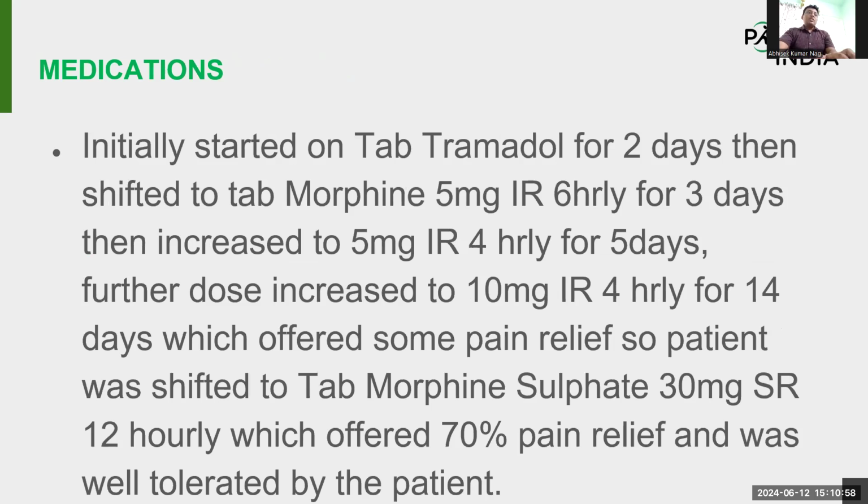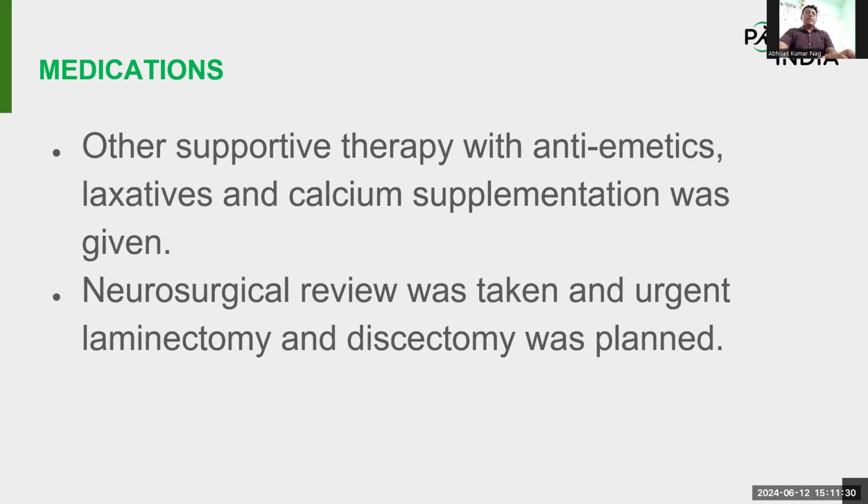As for pain, initially she was started on tablet tramadol for 2 days, then shifted to tablet morphine, 5 milligram immediate release 6 hourly for 3 days, then increased to 5 milligram immediate release 4 hourly for 5 days. Further dose increased to 10 milligram immediate release 4 hourly for 14 days, which offered some pain relief. So patient was shifted to tablet morphine sulfate, 30 milligram sustained release, 12 hourly, which offered 70% pain relief and was well tolerated by the patient. Other supportive therapy with antiemetics, laxatives, and calcium supplementation was given.